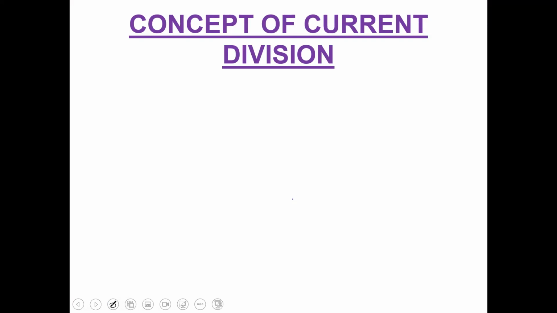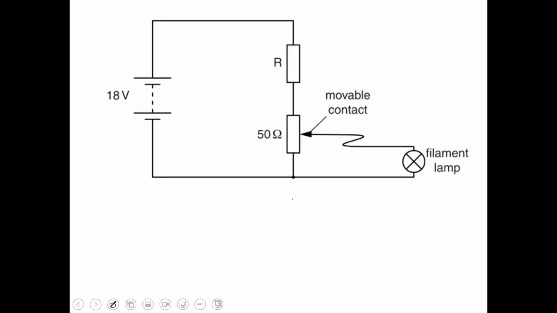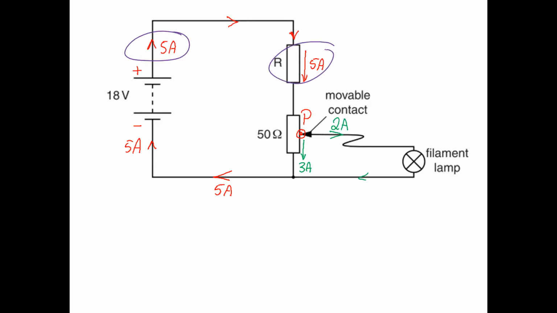Now we are moving to the concept of current division. What is the concept of current division? This is a circuit and this is called a slider. You can see a 50 ohm resistor slider is on it. Now let's suppose 5 ampere current is coming up. It will pass through the first resistor, but when it reaches the point P, some current will go through the filament lamp and some current will go straight, because current divides in parallel.